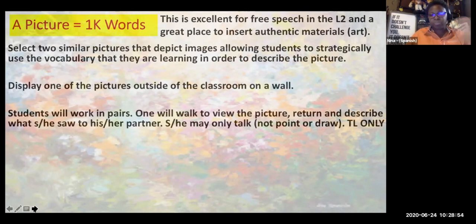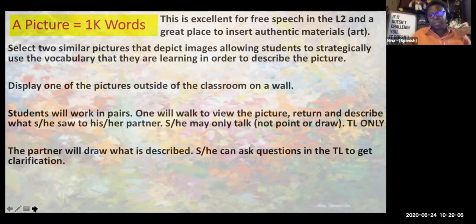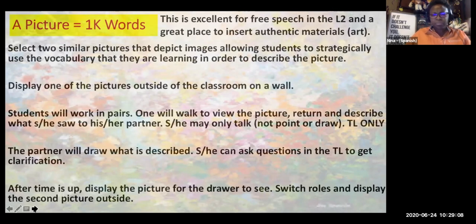Students work in pairs. One goes and views it and comes back and describes it only using their target language, and they cannot touch their partner's paper. Their partner has to ask them questions and they can go back as many times as they want. And then their partner draws what they see. After time is up, you display it so they can see how well they did.